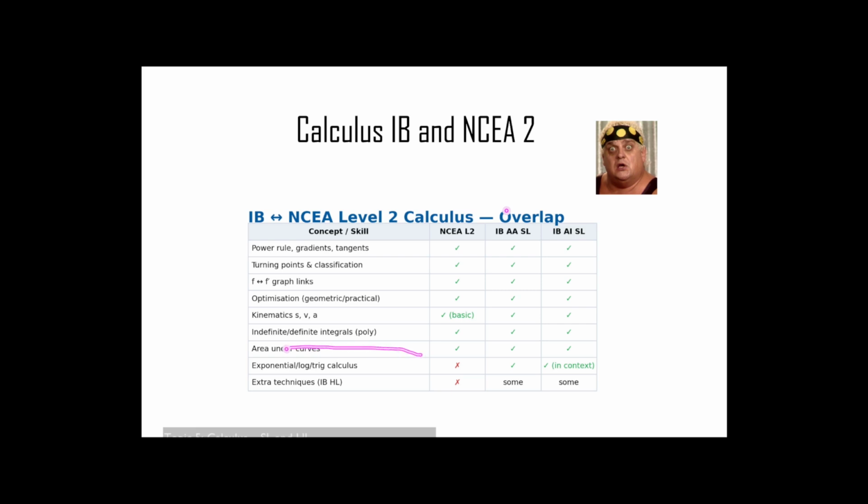The only real difference is that the IB has some extra trig and logarithmic exponential functions thrown in, and we'll do those separately. So we'll put a little star there. They are separate. So if I'm doing something which is covered in IB but not NCEA 2, which is going to be right at the end of this course, I'll let you know, and I might even do a separate playlist for those.